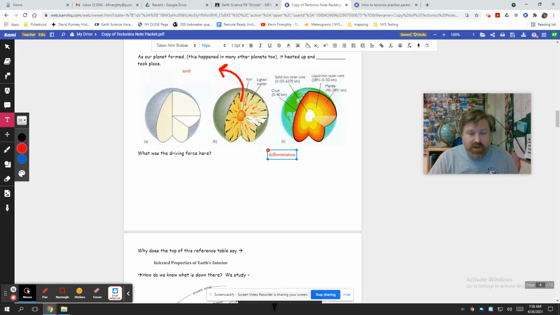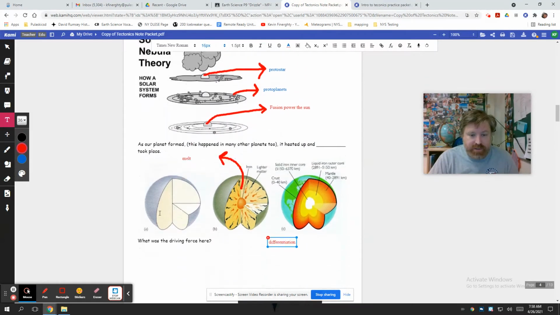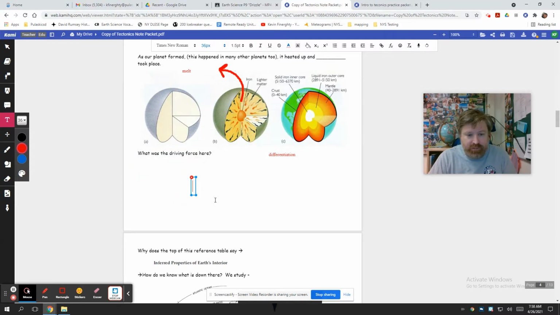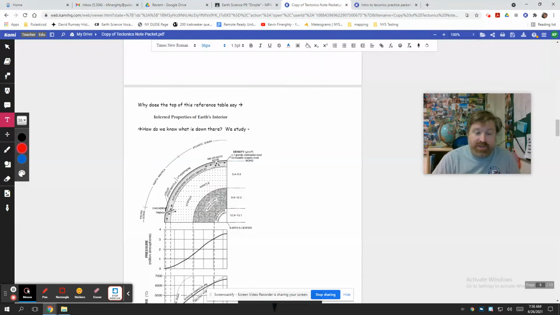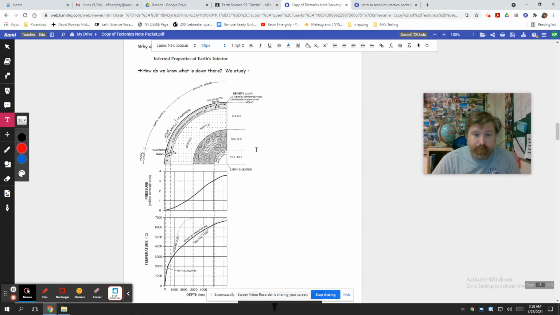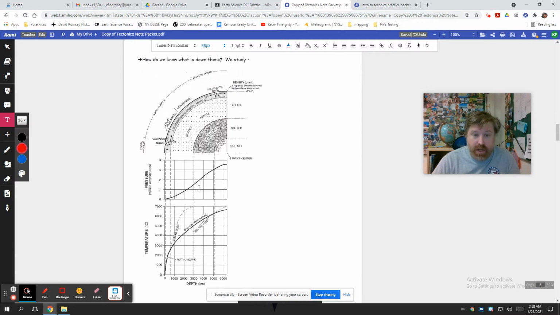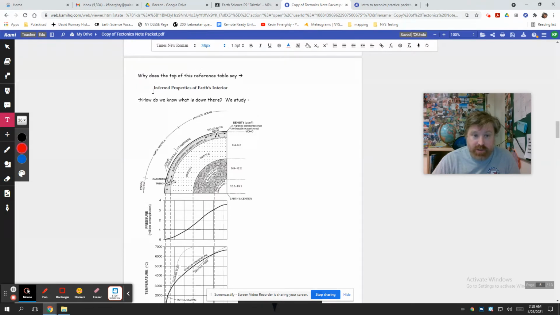What is the driving force behind all of this? It really ends up coming down to gravity. There we go. Nice big letters. Gravity. Okay. So what that allows us to do now is say, inside of the Earth, we've got these layers, we've figured it all out, and we can also say here's what the properties are inside.